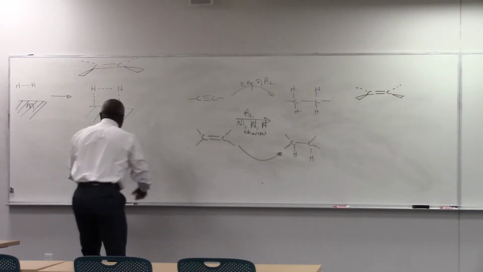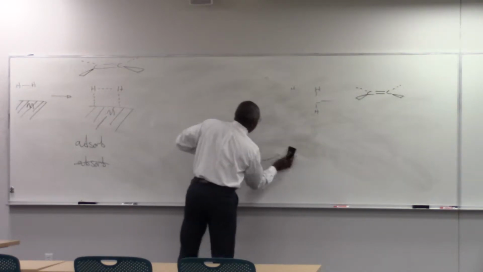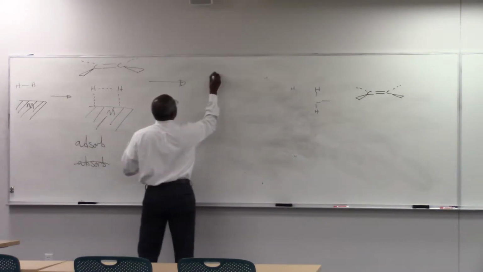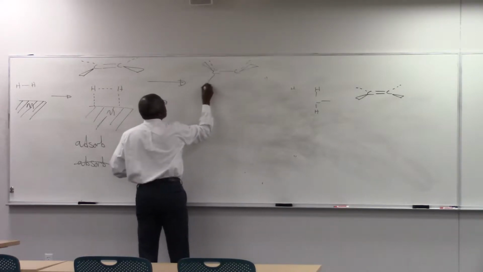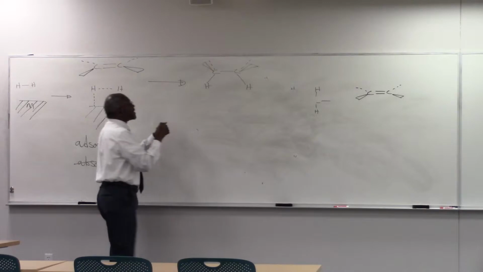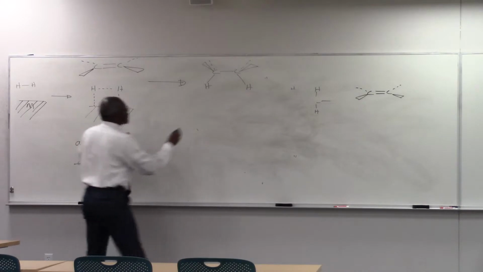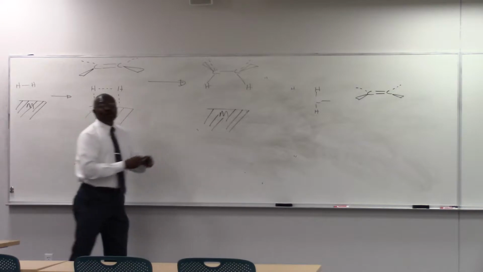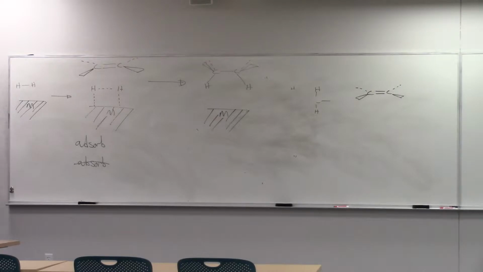So what you end up getting is this, right? These simply pluck them off and end up with the two H's attached on the same side of the molecule. Okay? And you'll have the metal surface now free to pick up another hydrogen molecule. So this is kind of a cartoon that describes how the hydrogenation of the alkene occurs.